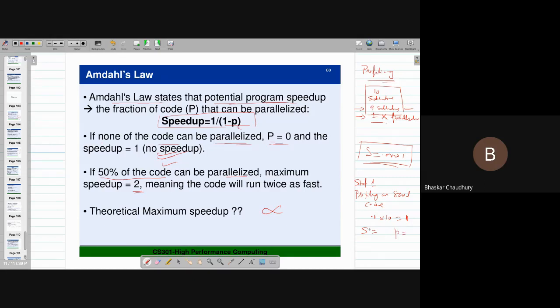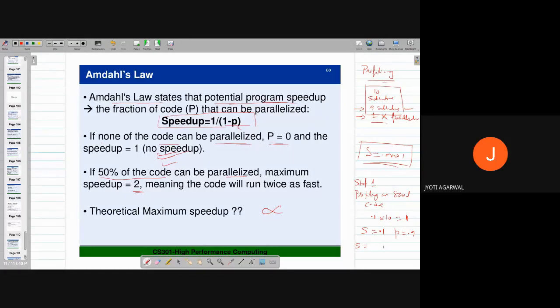So what is S in this case? Only one subroutine cannot be parallelized, 0.1. So how much is the S? 0.1, exactly. And how much is P? 0.9. What is the maximum possible parallelization, the maximum speedup you can get?